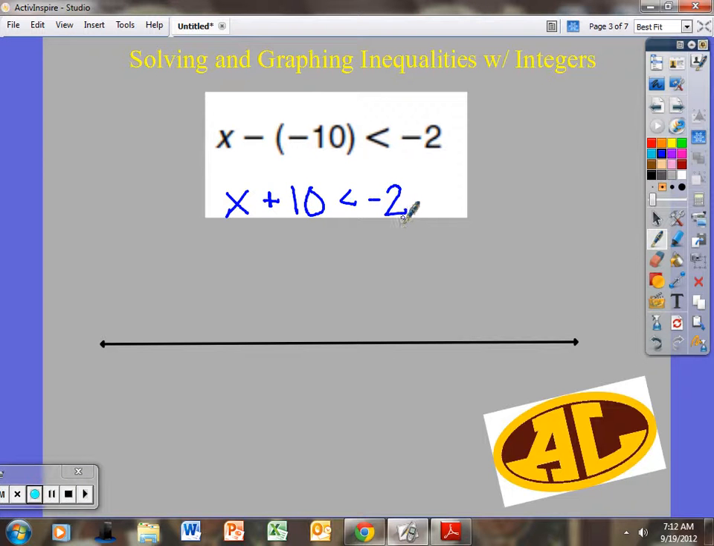Now I can approach this in a much more efficient manner. So I've just simply changed this, and I didn't really change it, I just made it in more friendly terms. So now I know I want to get rid of this 10, so I'm going to subtract 10 from both sides.